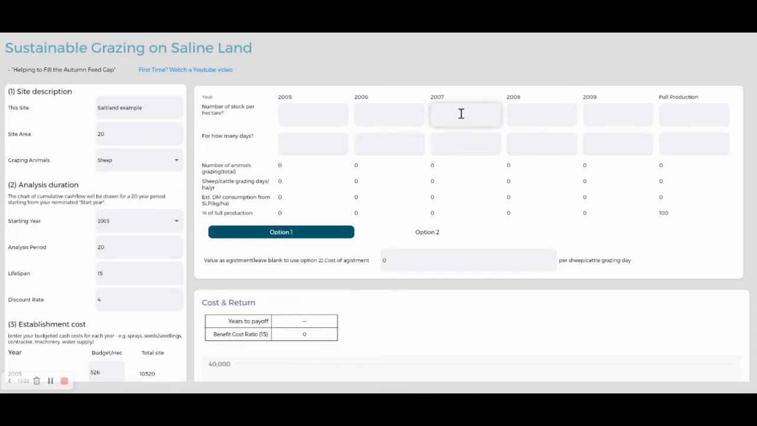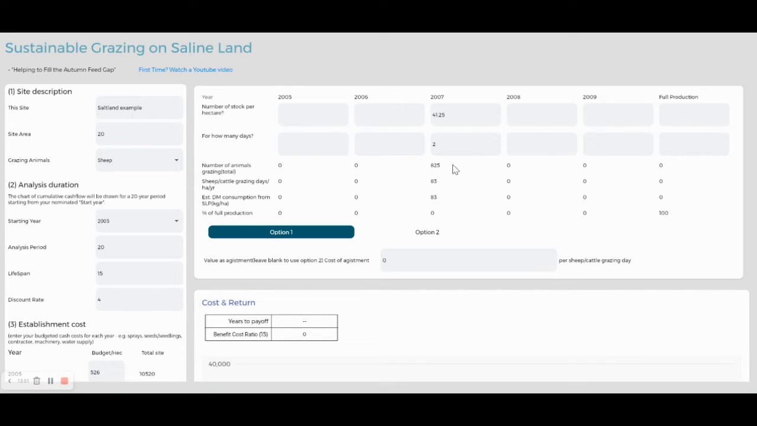So for the case study farm in 2007, which was the first year that they grazed the pasture that was established, they put on 41.25 sheep per hectare, and they grazed the site for 2 days.